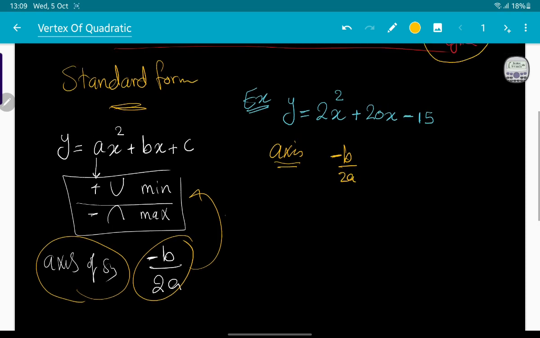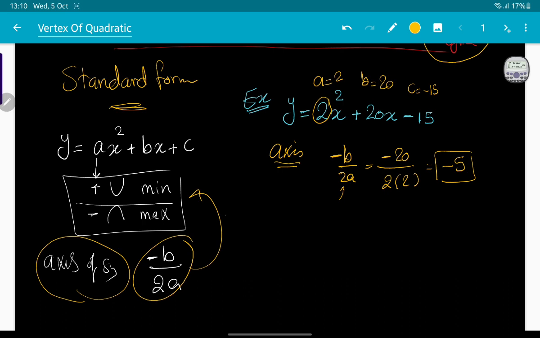So it's very important before you start to determine what's the a, b, and c. a equals 2, b equals 20, c equals negative 15. So use this to evaluate the axis of symmetry. Negative b, so it's negative 20, divided by 2, which will be in all questions, and the value of a, which is 2 in our case, so this will give us negative 5. This is the first part, and now you have the axis of symmetry.